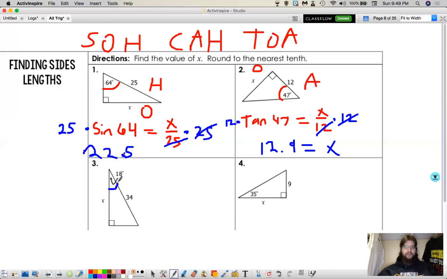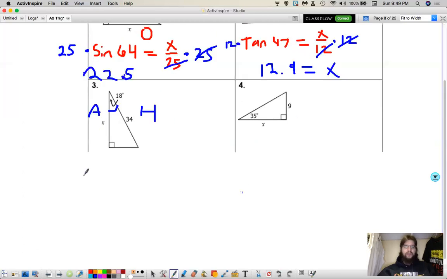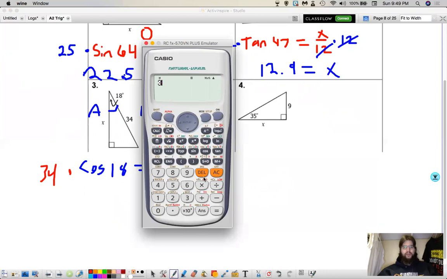Reference angle. Again, I don't have enough information for Pythagorean theorem. I know my hypotenuse. I'm looking for my adjacent this time. You guessed it, we're going cosine of 18. And it is adjacent over hypotenuse, so x over 34. Guess what to do. Hopefully you guessed it right. 34 times cosine of 18. This is not new, people.